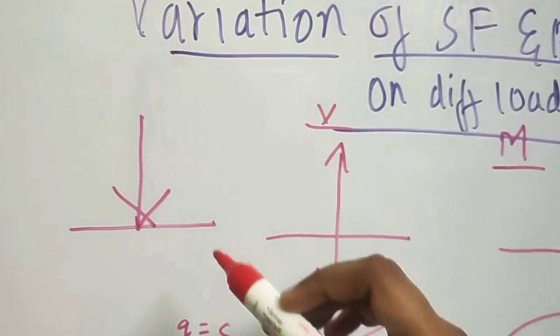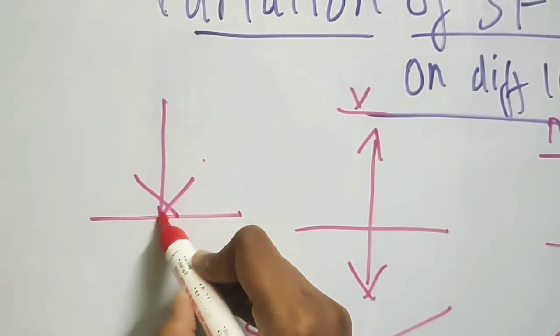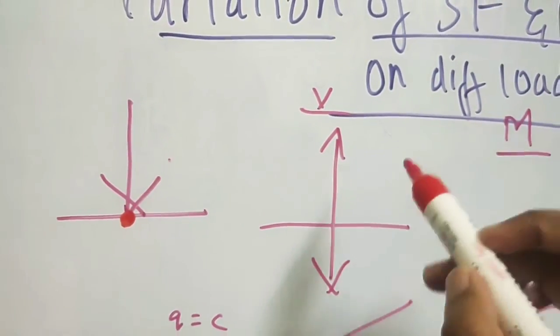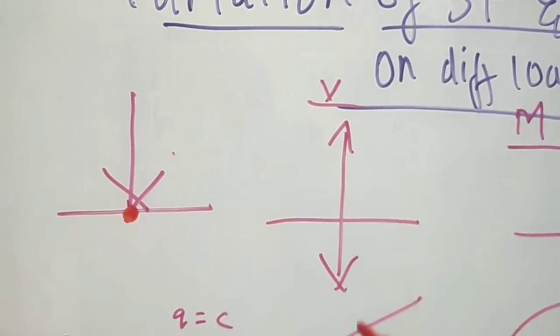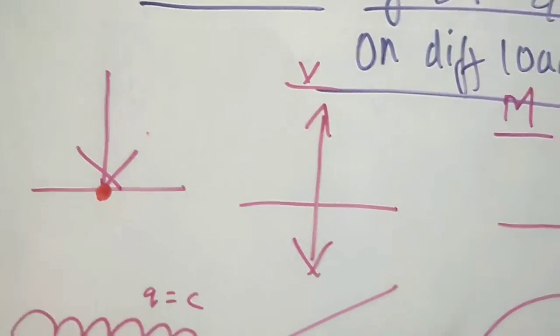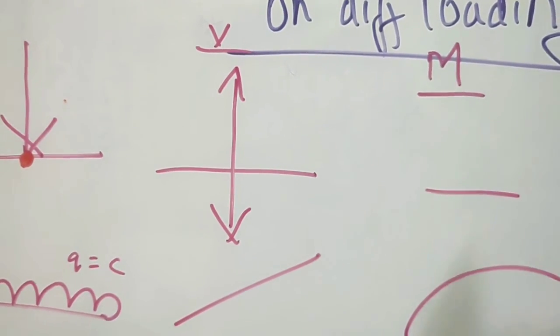Different loading conditions. If this is a point load, if a point load is acting here, what will be the shear force? A sudden change will be noted in the shear force. And what about the bending moment? Bending moment can't be defined now.